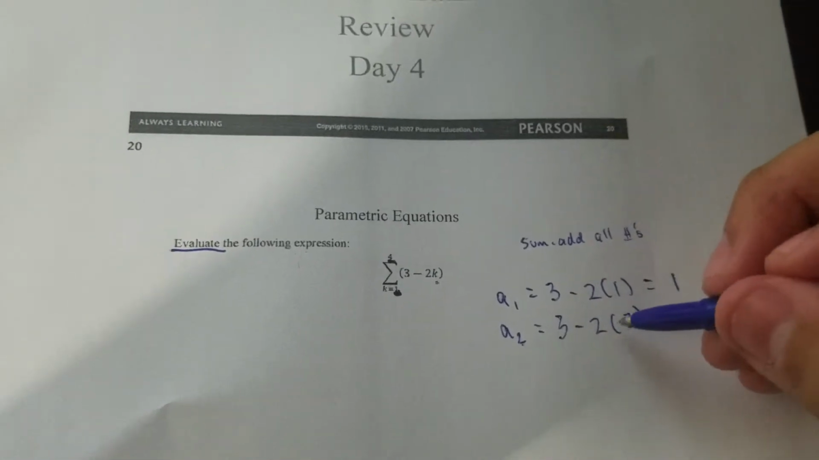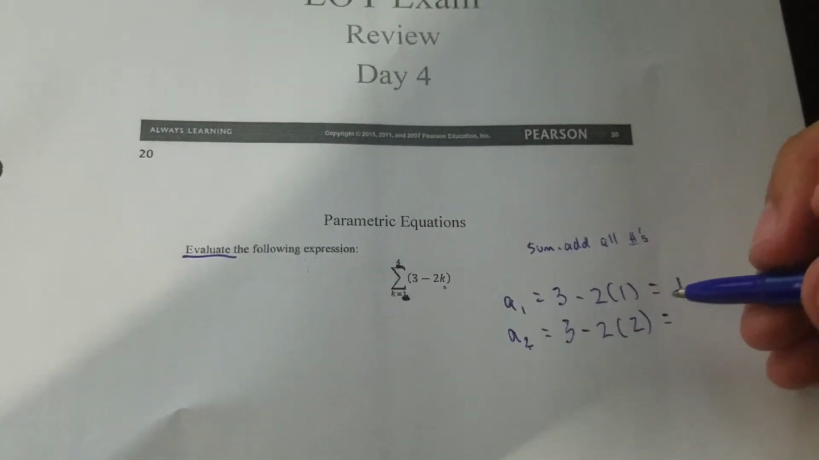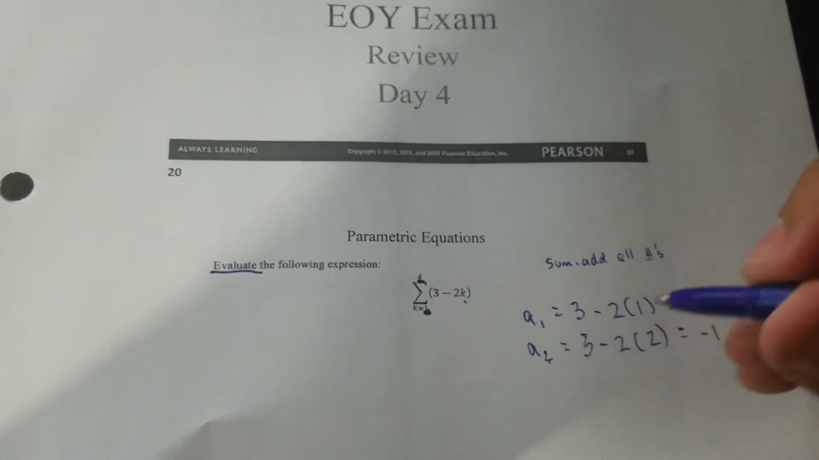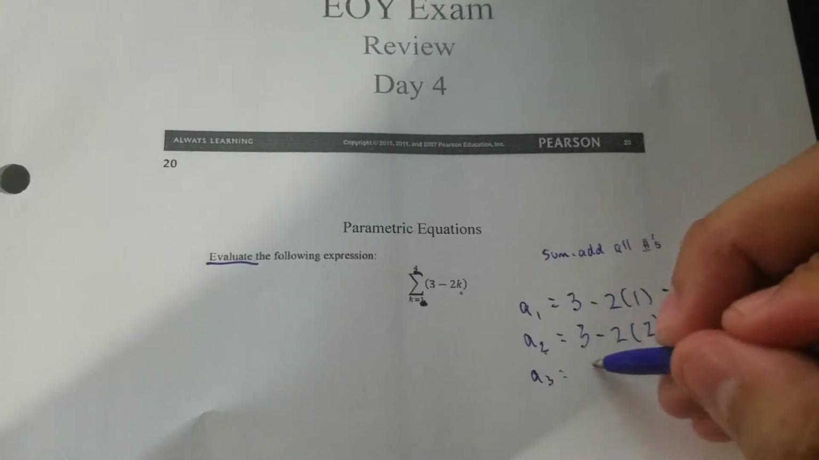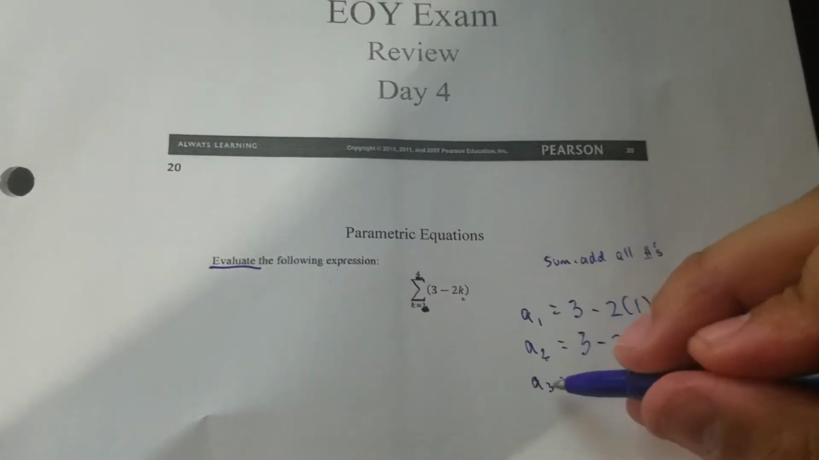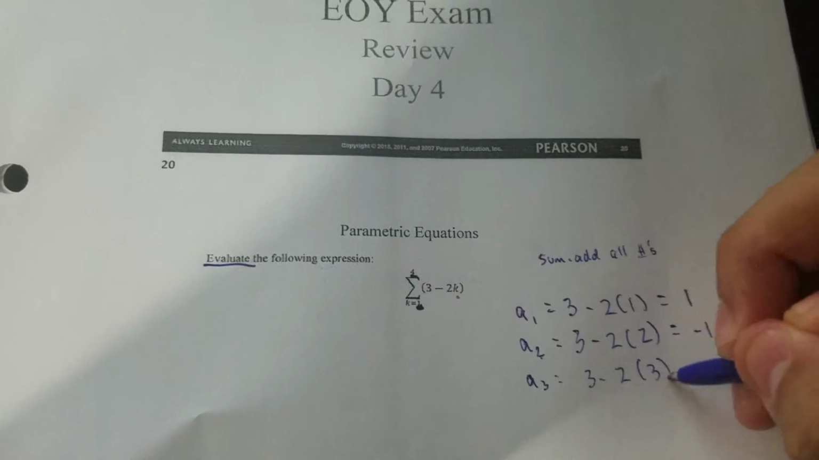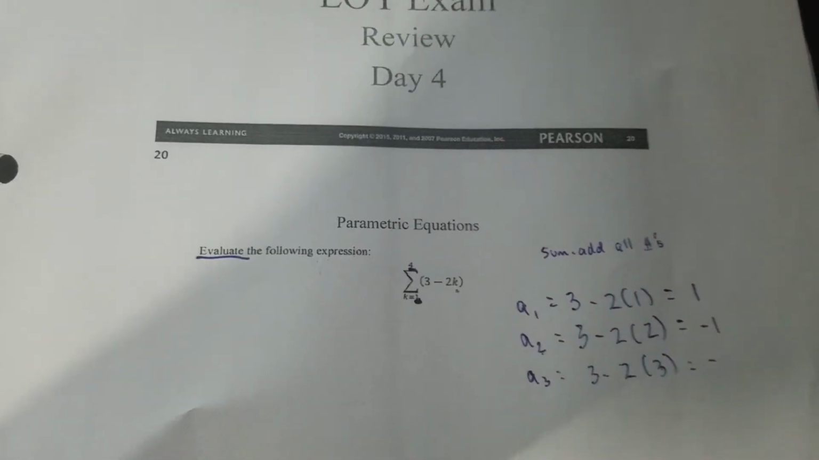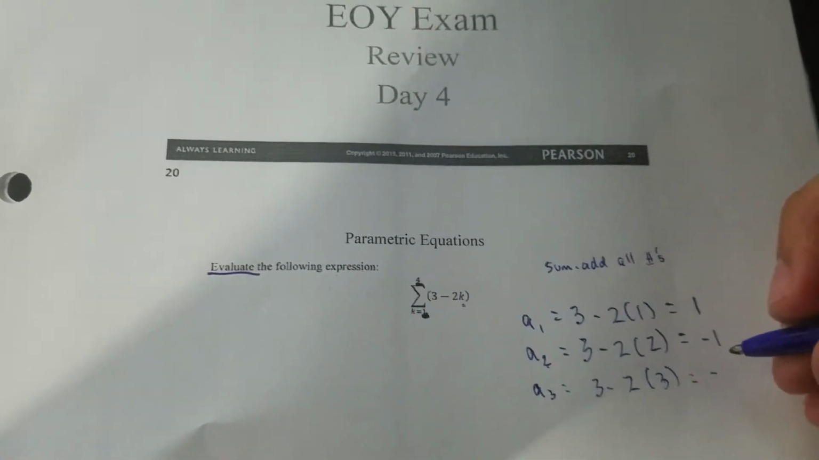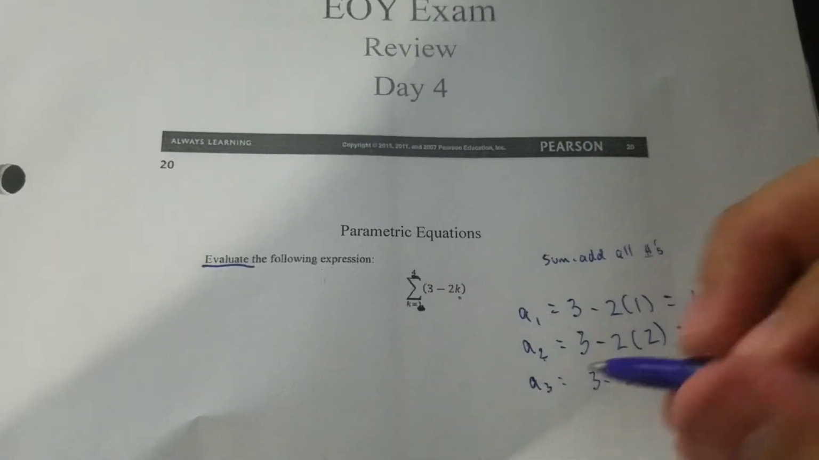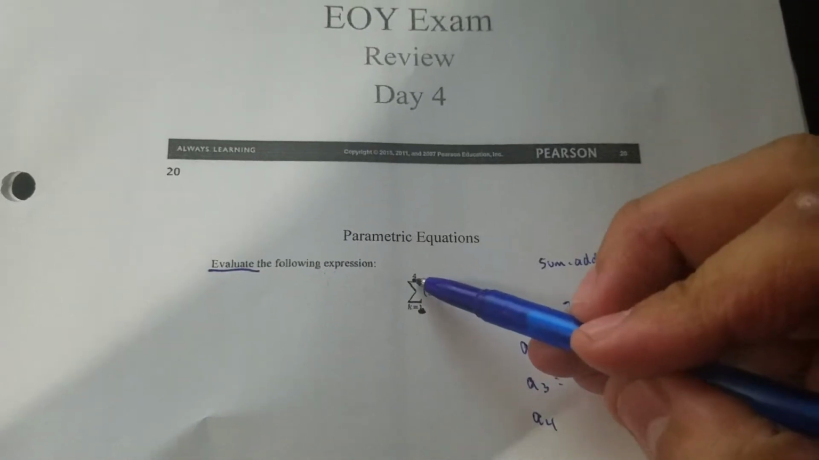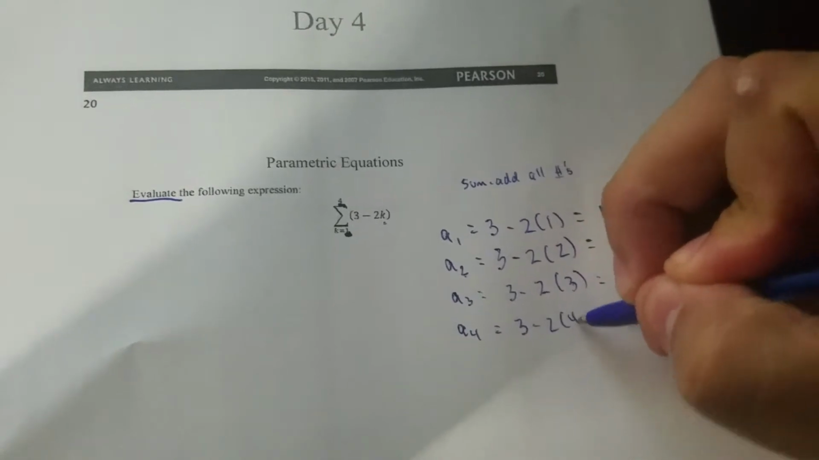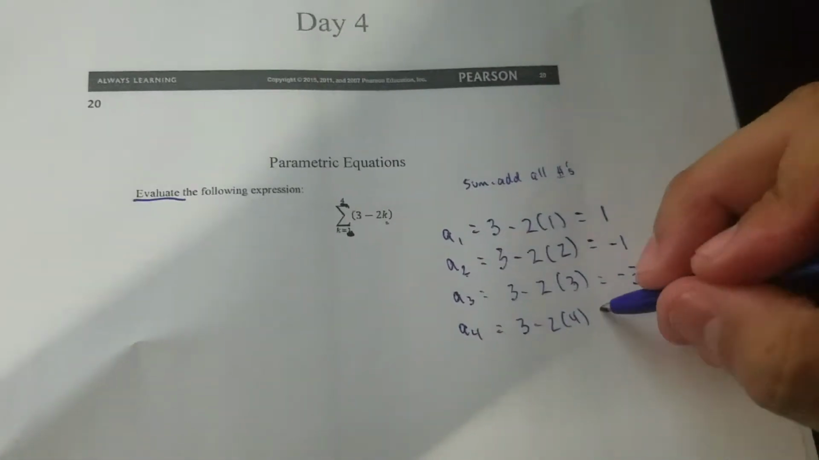So 3 minus... 2 times 2 is 4. So 3 minus 4 is negative 1. And I'm going to keep going. Now instead of a 2, I'm going to plug in a 3 for k. So 2 times 3 is 6. So 3 minus 6 is negative 3, sorry, and this is going to be the last number because right here I'm getting to the number 4. So 3 minus 2 times 4, so 2 times 4 is 8, so 3 minus 8 is negative 5.